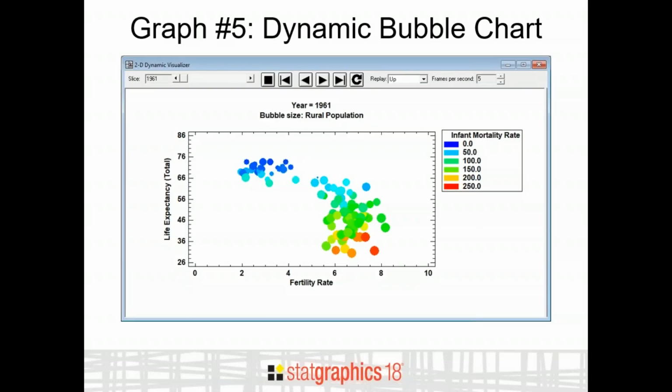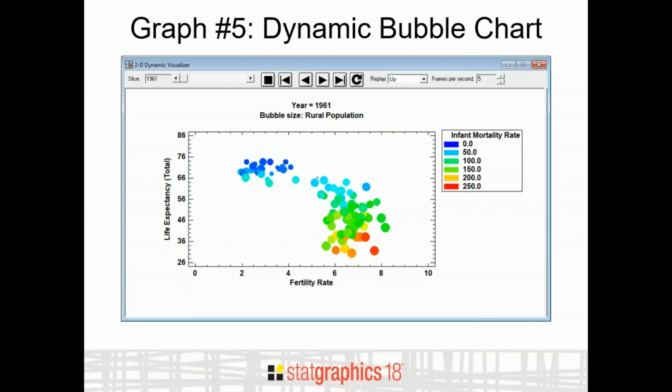Now, the first graph I'm going to look at, which will be graph number 5 of my top 10, is a dynamic bubble chart. You've probably seen this graph before. It's one of my favorites because it's a very informative graph. What you see here for the year 1961 is a bubble for each of the countries in the World Bank dataset.